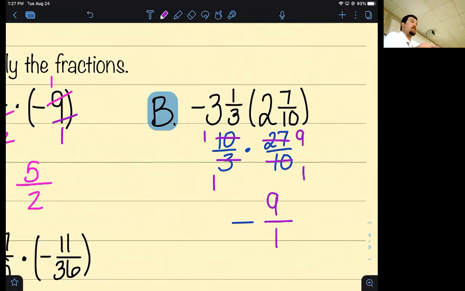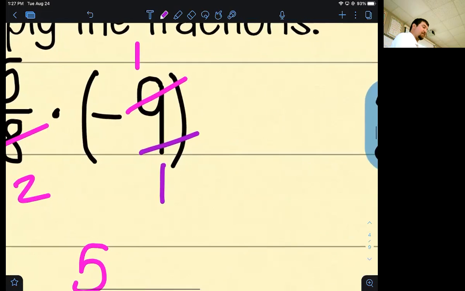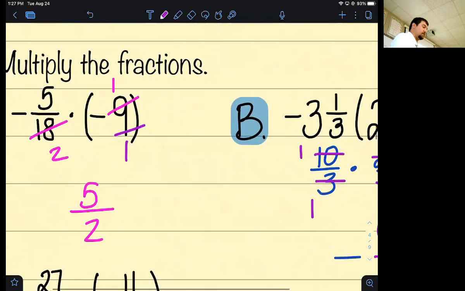Now, the only time that I will not allow you to leave your answer as an improper fraction is if there's a 1 on bottom. This is the only time where canceling doesn't actually get it reduced all the way for you, because I need to recognize that -9/1, just like Seth said earlier, is actually just -9.